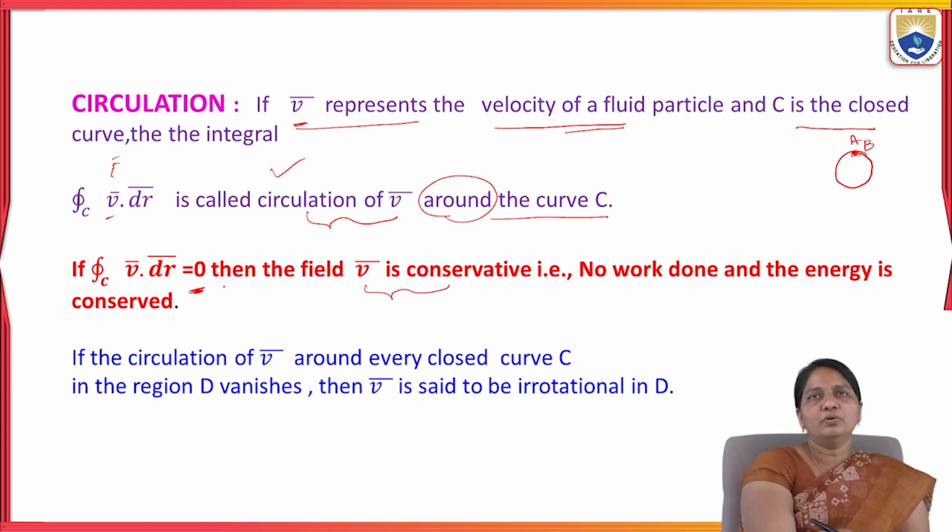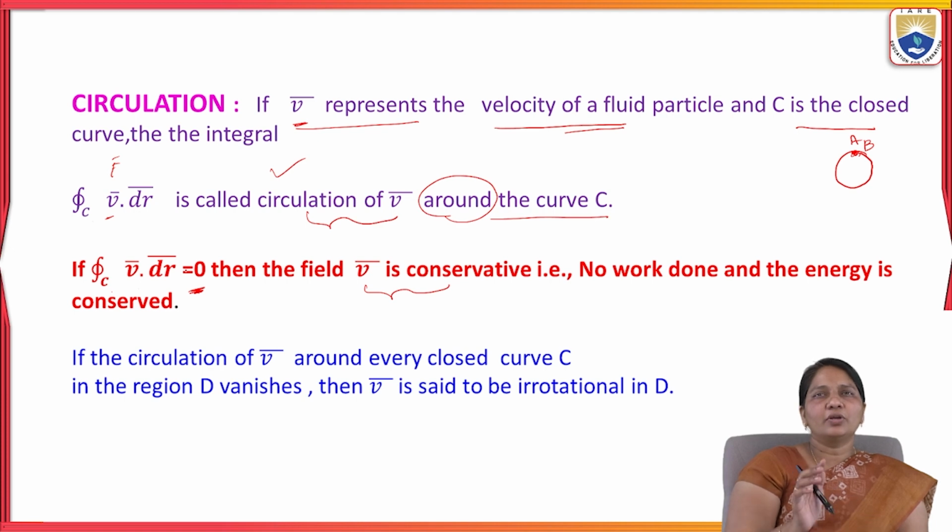If it is 0, we can say that V bar is conservative. This is a very important definition you should remember, because in some of the problems they will directly give that V bar is conservative. So what is the meaning of conservative? Integral over C, V bar dot dr bar is 0. Then we can say that it is conservative. So then we can use this form.